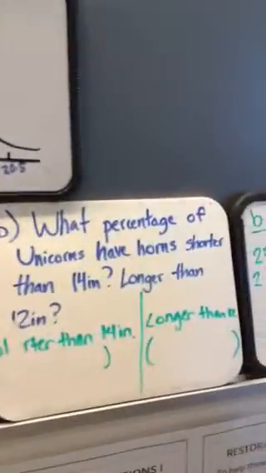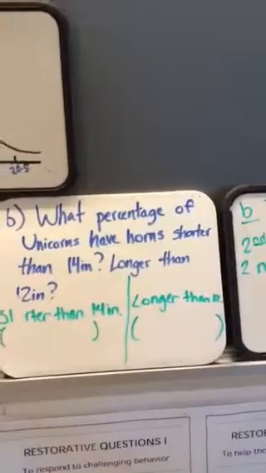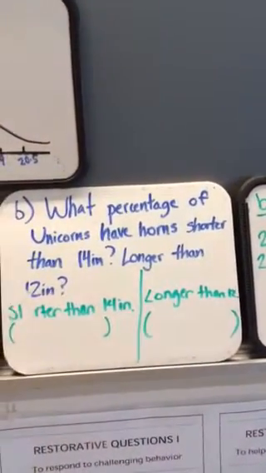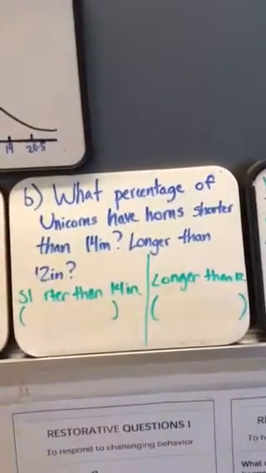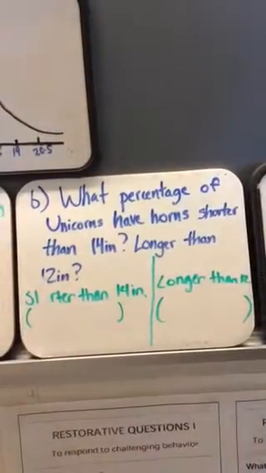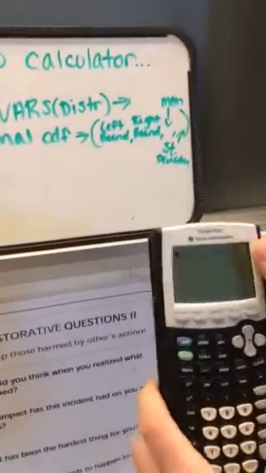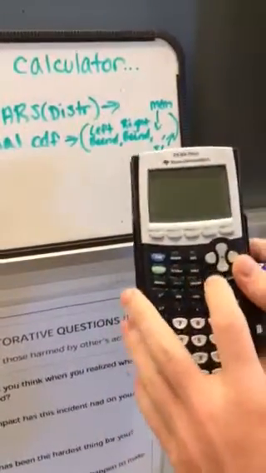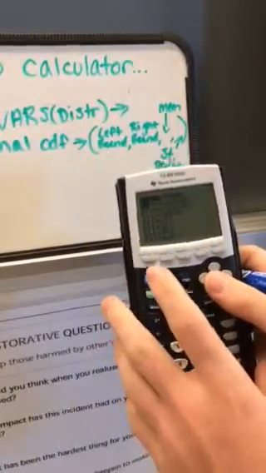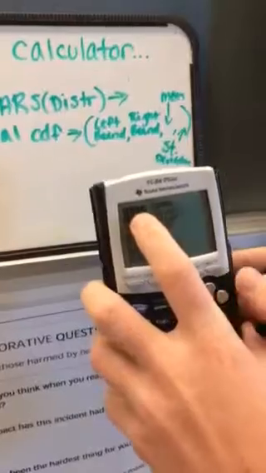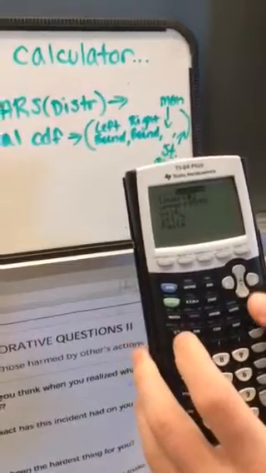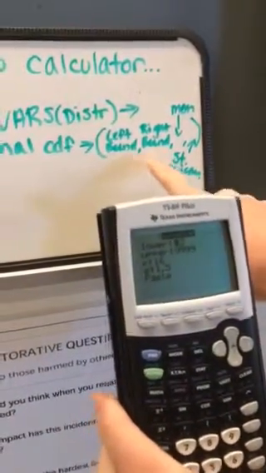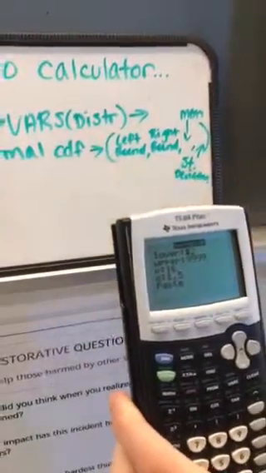The second thing is what percentage of unicorns have horns shorter than 14 inches and longer than 12 inches? Alright, so to calculate that, you're going to need your calculator. And we're going to go to calculate the normal distribution. We're going to go to second vars, which is DISTR at the top, and we're going to go down to number 2. And now we're going to enter our left bound, our right bound, our mean, and our standard deviation.